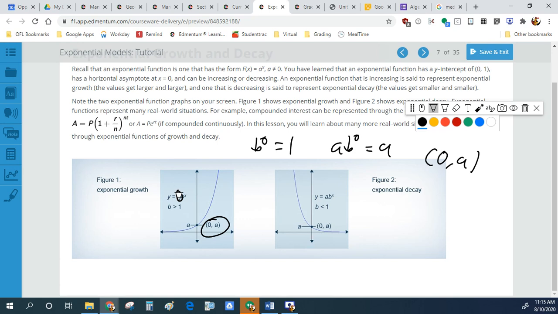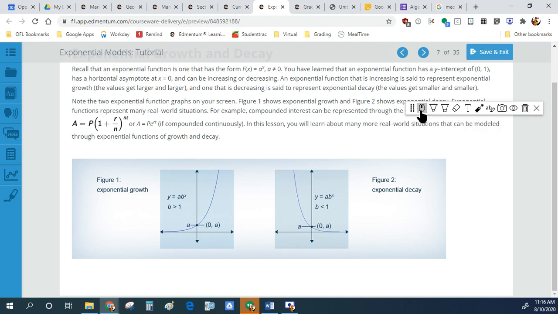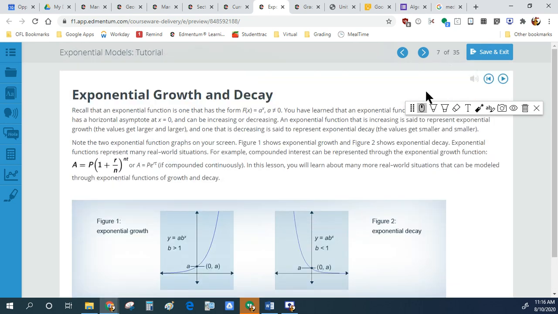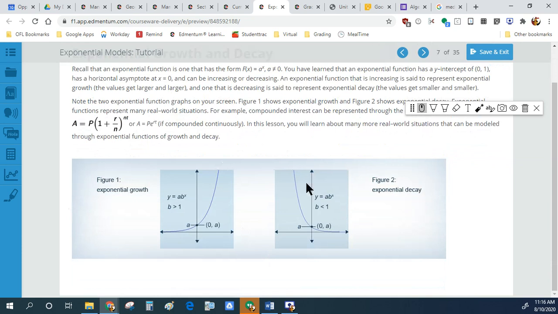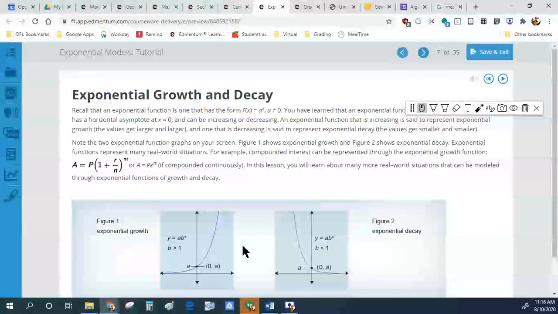Also, if we're dealing with a negative number, that's why it says less than one, a negative or a fraction, this is what causes exponential decay. The rate of change is decreasing, so we keep getting smaller and smaller and smaller. Cool. That's a good thing. You should have learned this in algebra 2.